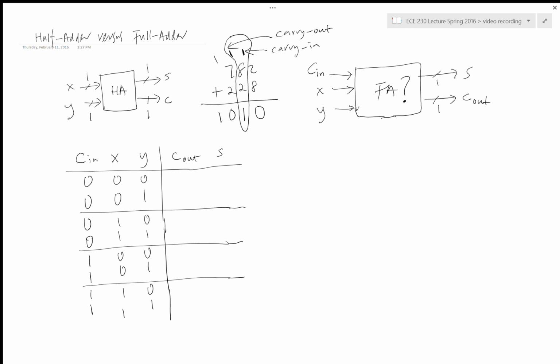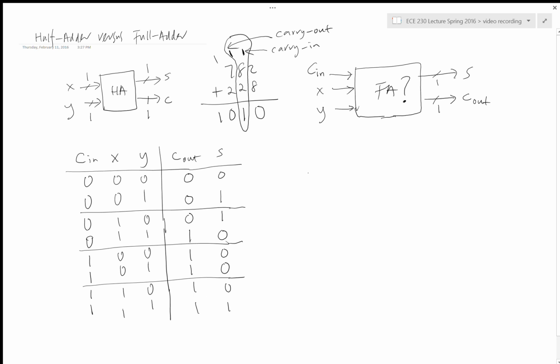Okay. So adding those numbers, all 3 are 0, answer is 0, carry is 0. Answer is 1, carry is 0. Answer is 1 as well, carry is 0. Answer is 0, carry is 1. So what it means is, when you add 1, 0, 1, your sum is 0, carry is 1, because if you add 1 plus 0 plus 1, you get 1, 0. And 1 plus 1 plus 1 gives 1, 1.